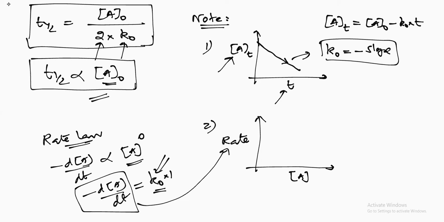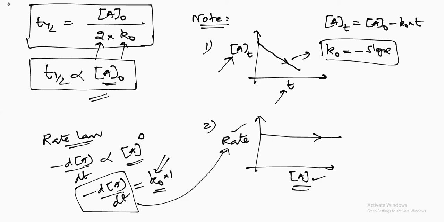So if you plot rate versus concentration, since rate is independent of concentration, you will get a straight line parallel to the x-axis for zero order reaction. For zero order reaction, rate is independent of the concentration of the reactant. This is a very, very important information you should keep in mind. Take note.